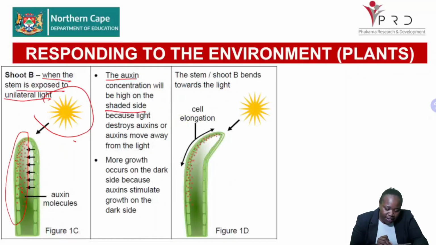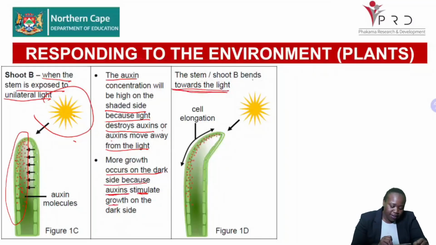So they move to the shaded side because light destroys auxins, or the auxins move away from the light. So the auxins will move away from the light and move to the dark side. More growth occurs on the dark side because a high concentration of auxins stimulates growth there. So wherever there is a high concentration of auxins in the stem, there should be more growth on that side where there's more auxins. The stem or the shoot then bends towards the light. So this side will grow more and then it will bend towards the light.